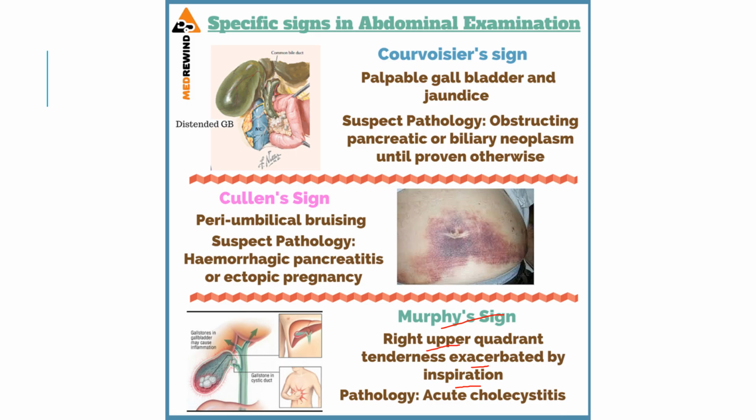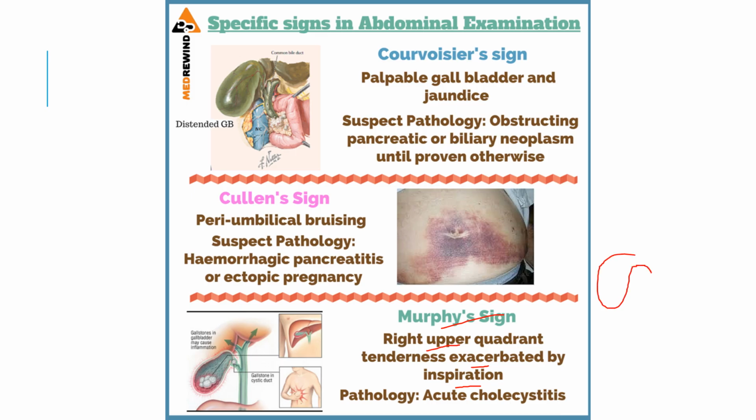Each quadrant you are palpating. When you come to the right upper quadrant, you are palpating in sync with their respiration. When you're doing a bit of deep palpation in the right upper quadrant, just over the gallbladder, when the patient is in inspiration, they have severe wincing pain, and they scream. That is Murphy's sign.